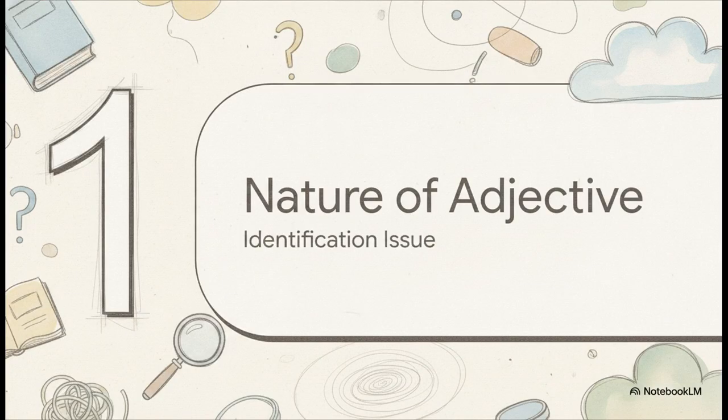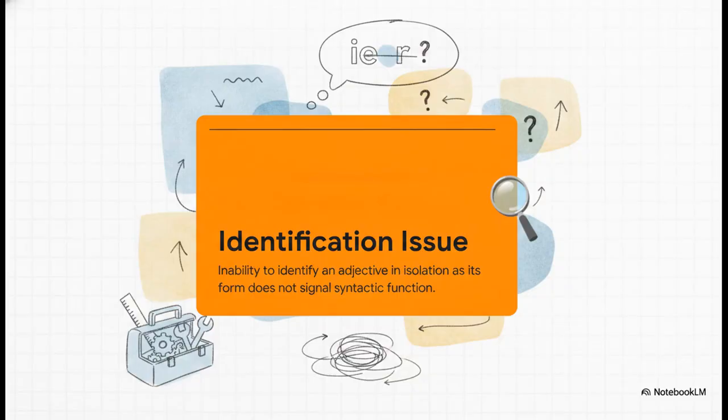Section 1. Nature of the adjective. We're going to start by looking at a major hurdle that modern linguistics faces with this specific word class. Traditionally, we're all taught that an adjective describes a noun, but modern linguistics treats them much more strictly than that. Foundational scholars like Quirk and Lyons point out that we actually face a massive identification issue. Basically, you simply cannot identify an adjective just by looking at it in isolation. Its morphological form, what the word literally looks like, doesn't automatically dictate its syntactic function. Without syntax, morphology is effectively blind.